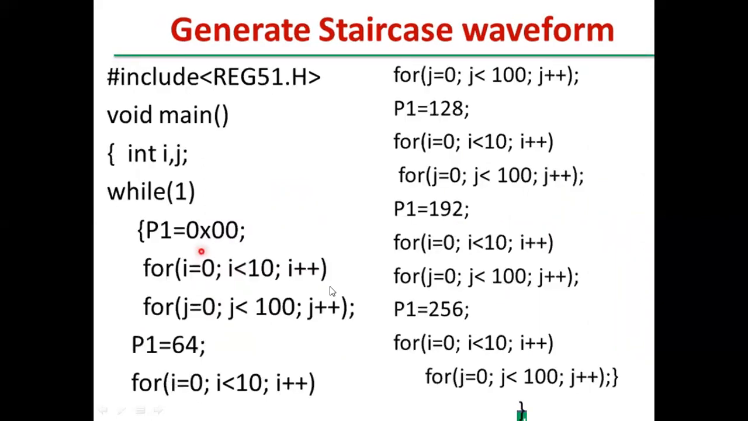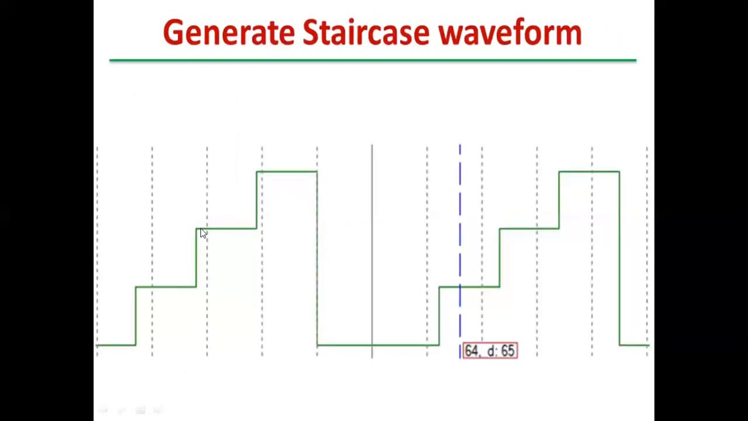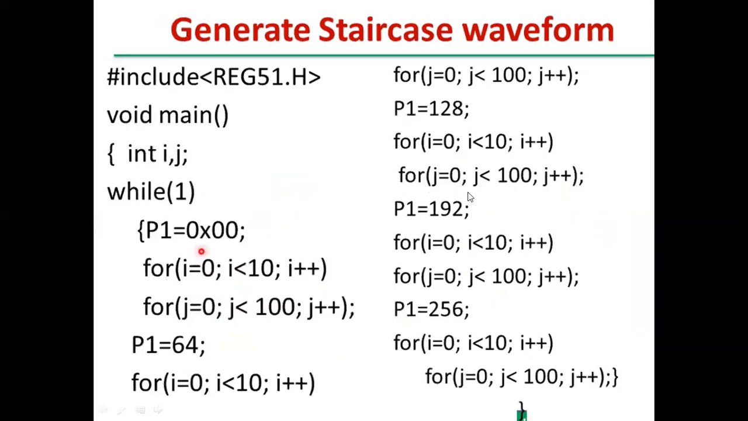So for loop, two for loops, this is for the delay. And next P1 you are initializing to 128, so 128 means going from 64 to 128. And next introducing some delay. And next P1 you are initializing to 192 and introducing some delay. And P1 is initialized with 256, whatever the maximum value, and introducing some delay.